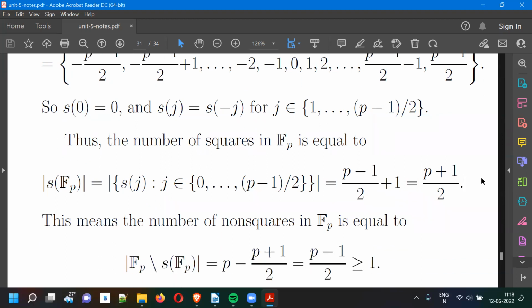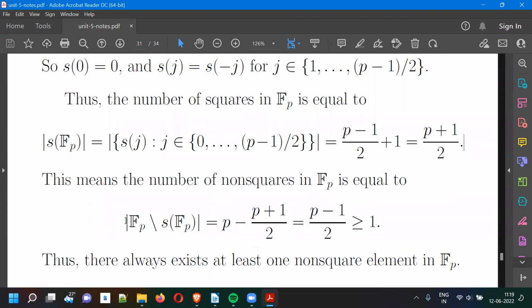So what is the number of non-squares? Elements which are not squares of anything. Okay, that is equal to size of FP minus the image S of FP, which is P minus (P plus 1)/2, which is equal to (P minus 1)/2.